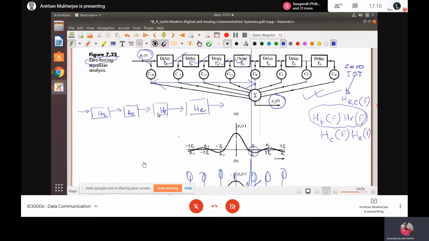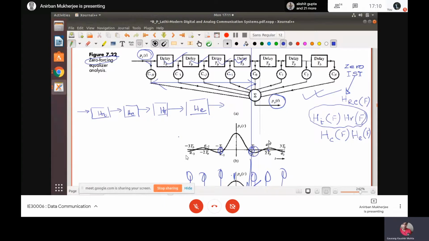Now HTF and HRF give the HRCF. If it is raised cosine, then I should have zero ISI. Zero ISI means at the sampling, at the symbol time duration TB, there should be a zero crossing. But you see that this is not a zero crossing, due to this channel induced degradation.